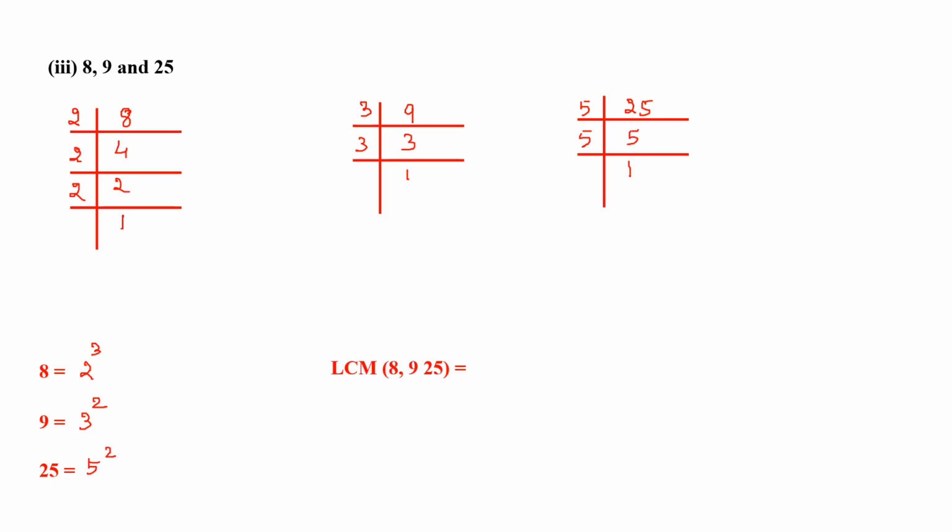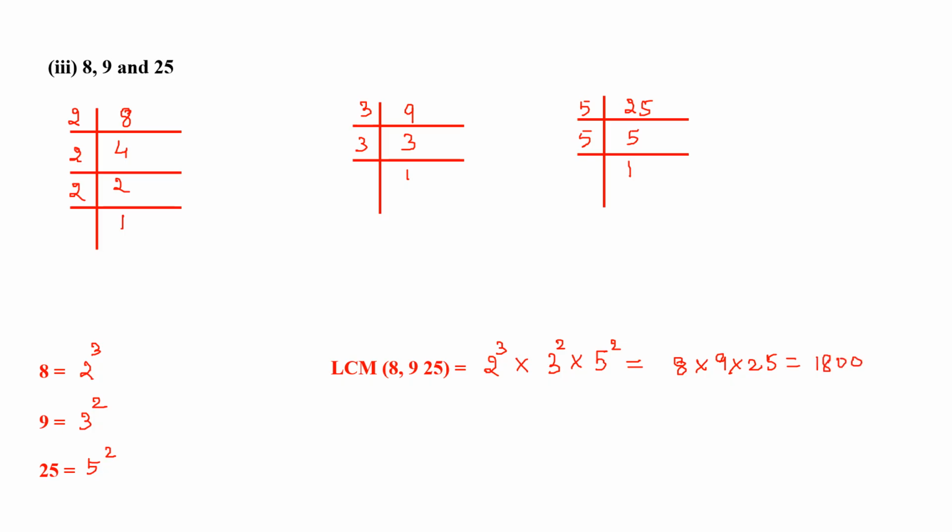Now let's find the LCM of 8, 9 and 25. So LCM is the product of the greatest power of each prime factor used in the numbers. So in the numbers 8, 9 and 25, the prime numbers used are 2, 3 and 5. So first write the product of those numbers. Then you have to write the highest power of each. So the highest power of 2 is 3, of 3 is 2 and of 5 is 2. And then multiply it. So 2 cube will give you 8, 3 square is 9 and 5 square is 25. And if you multiply everything, you will get 1800.